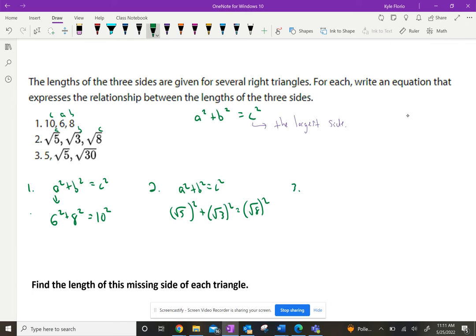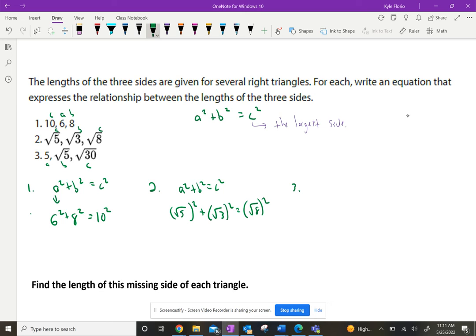Last but not least, we have 5, square root of 5 and square root of 30. The square root of 25 is 5. So 30 is a little bit bigger than 25. So this one's going to be the biggest side. This one's going to be bigger than 5. So that's got to be C. The square root of 5 is going to be less than 5. It doesn't matter. If that's C, we can call that one A and that one B.